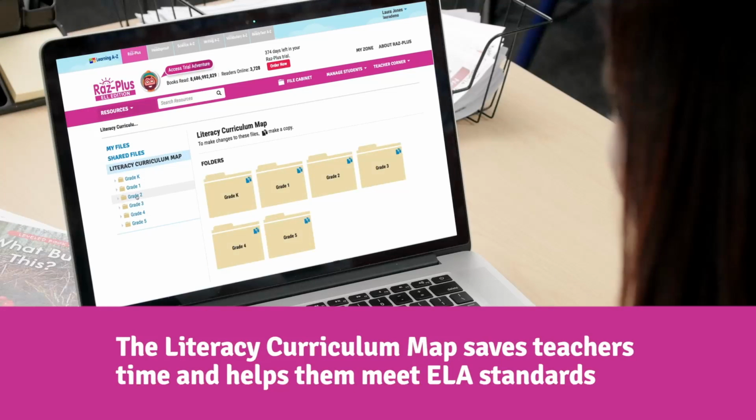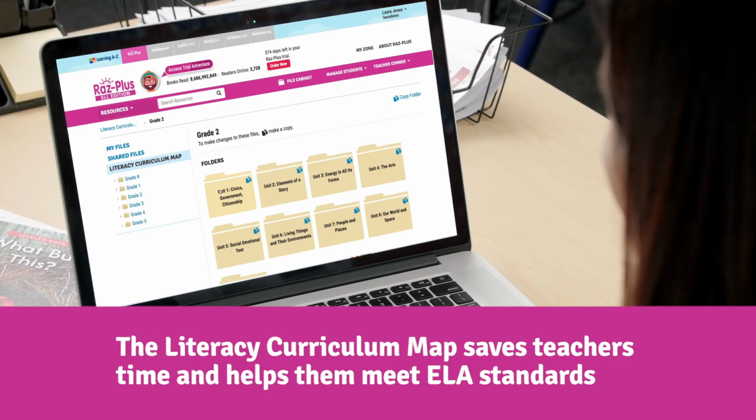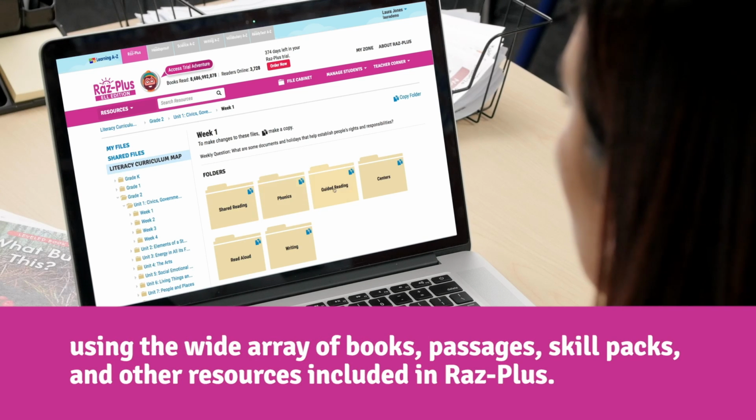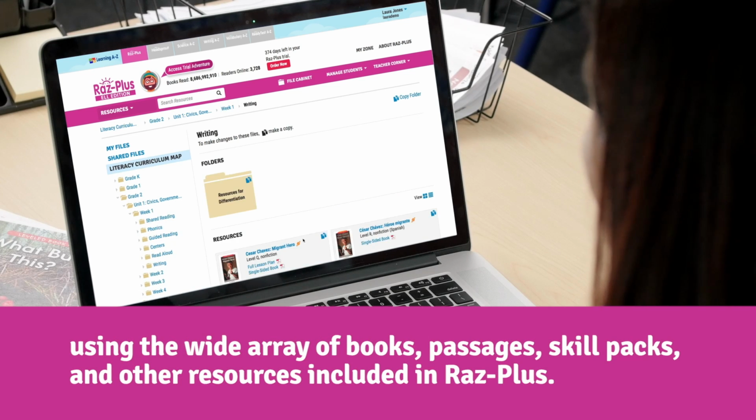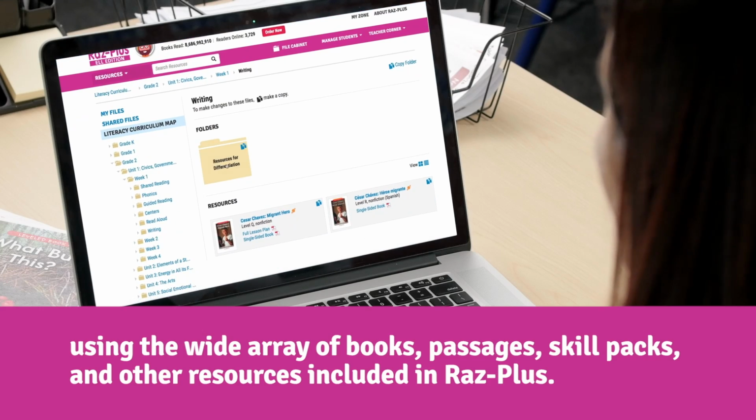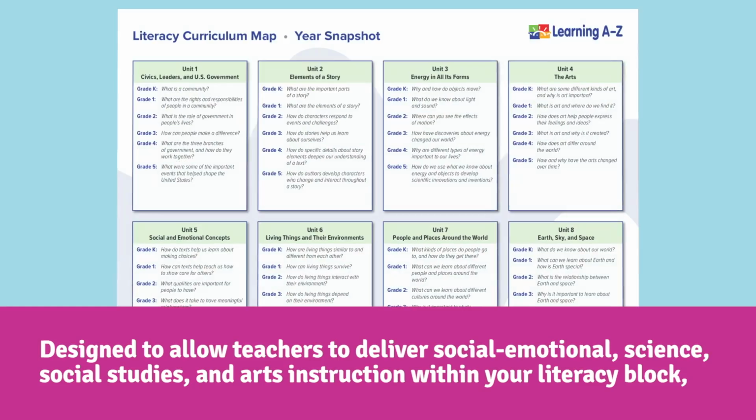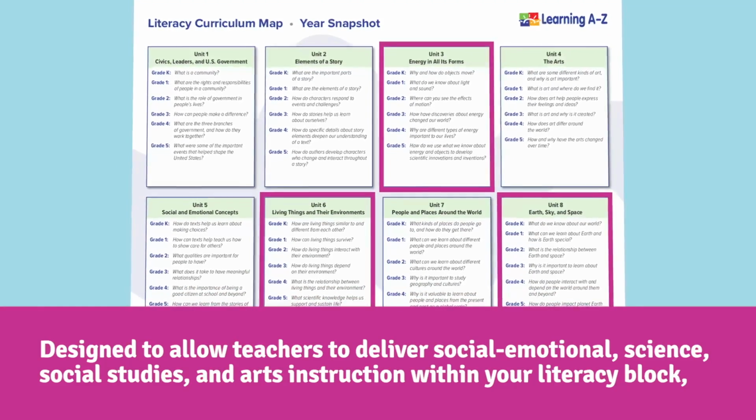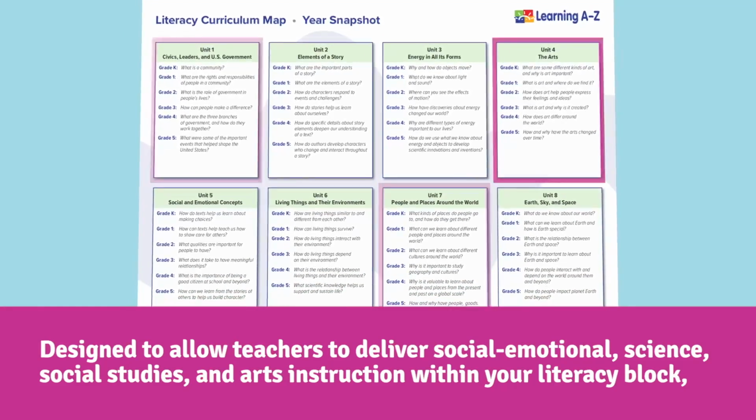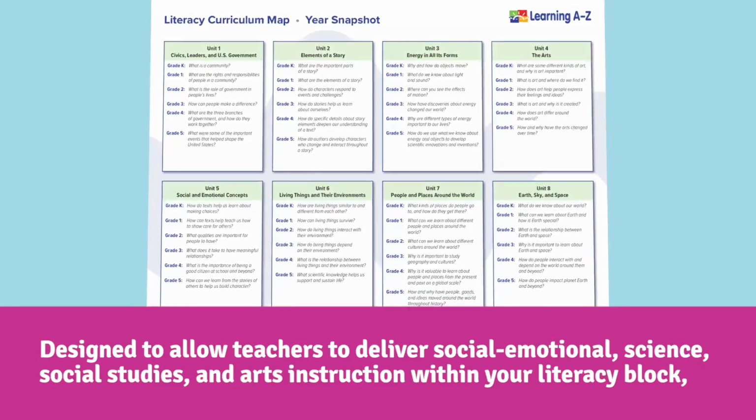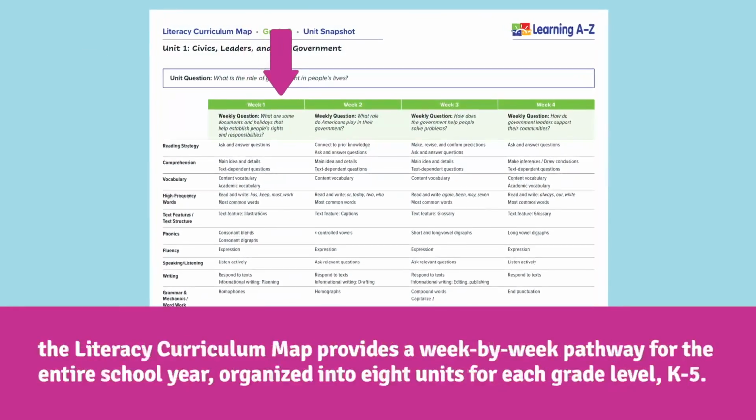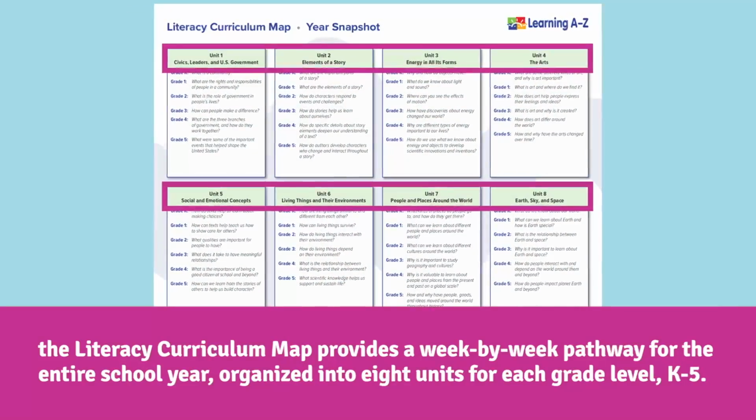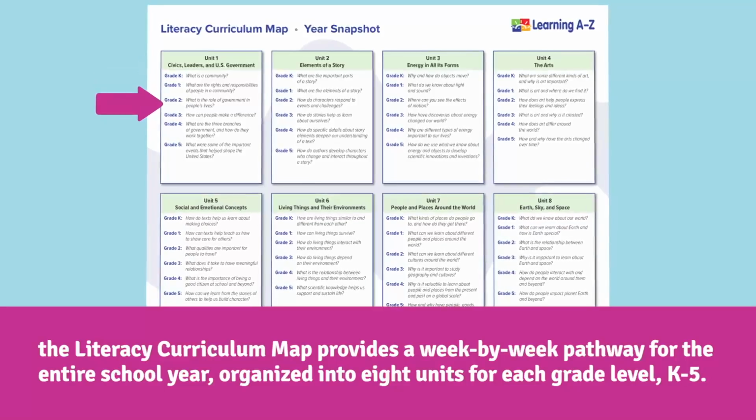The Literacy Curriculum Map saves teachers time and helps them meet ELA standards using the wide array of books, passages, skill packs, and other resources included in Raz-Plus. Designed to allow teachers to deliver social-emotional, science, social studies, and arts instruction within your literacy block, the Literacy Curriculum Map provides a week-by-week pathway for the entire school year, organized into 8 units for each grade level, K through 5.